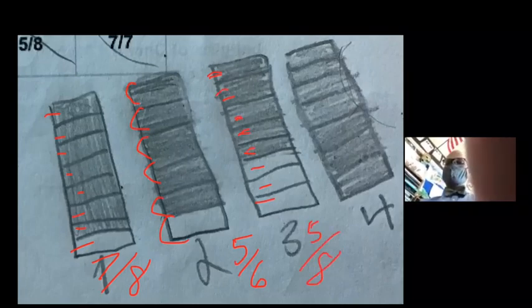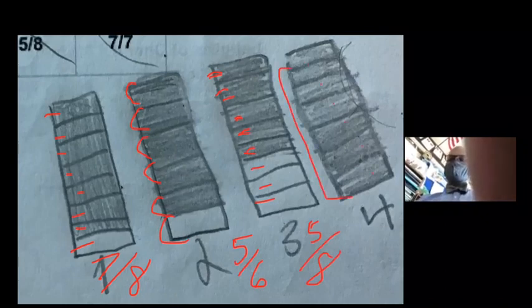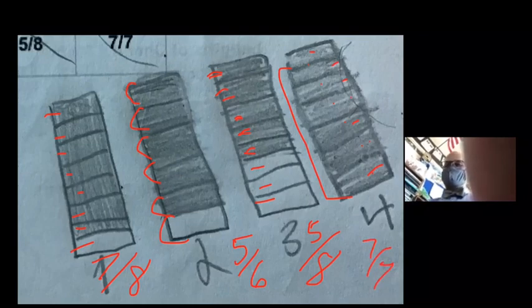And then this one over here is what? 1, 2, 3, 4, 5, 6. Wait. 1, 2, 3, 4, 5, 6, 7. 7 out of 7. Okay, so that's what that one is.